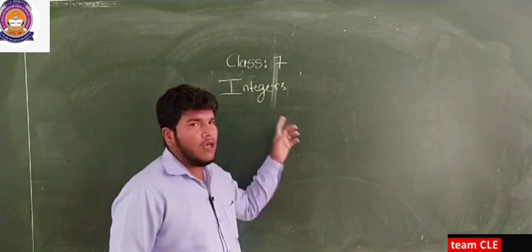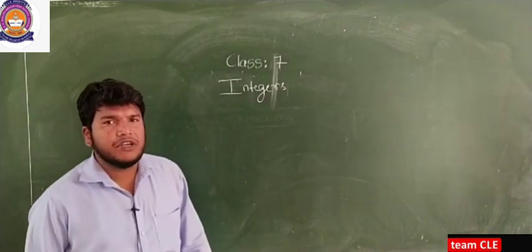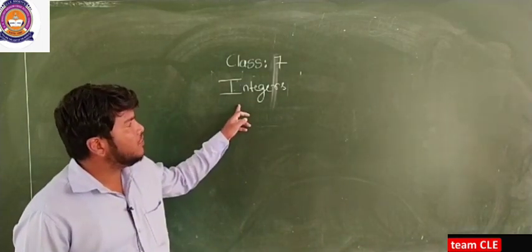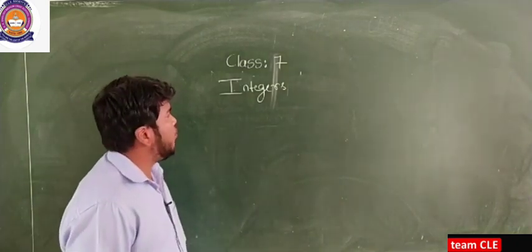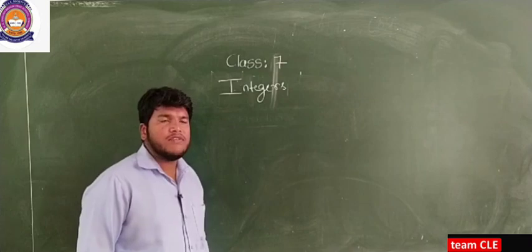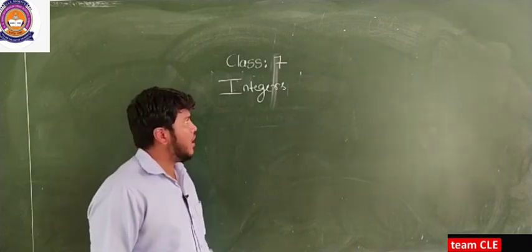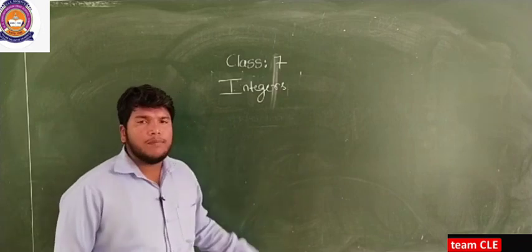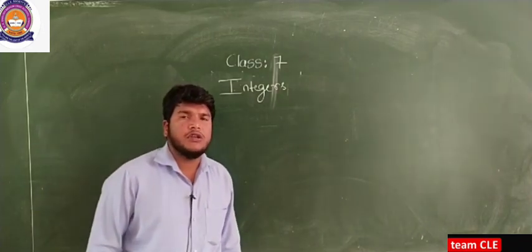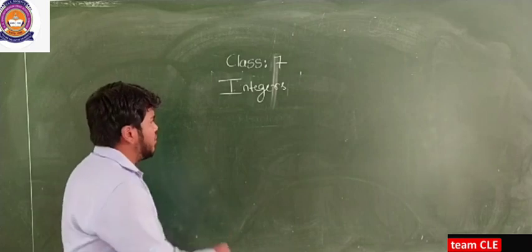So in the last class we completed the definition of integers, that is, the numbers which are positive and negative including 0 are called integers. Also we studied the properties of addition. In the properties of addition, we studied first the closure property.